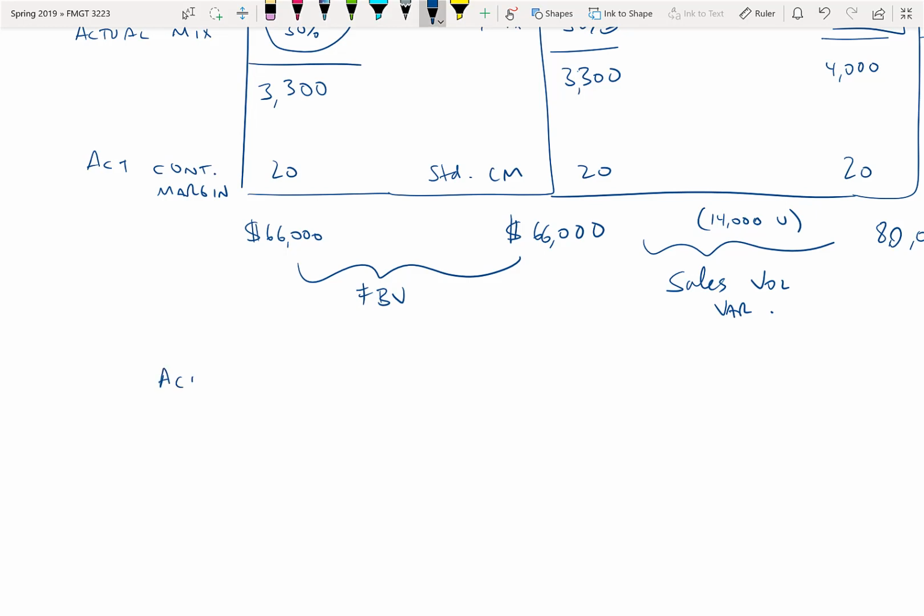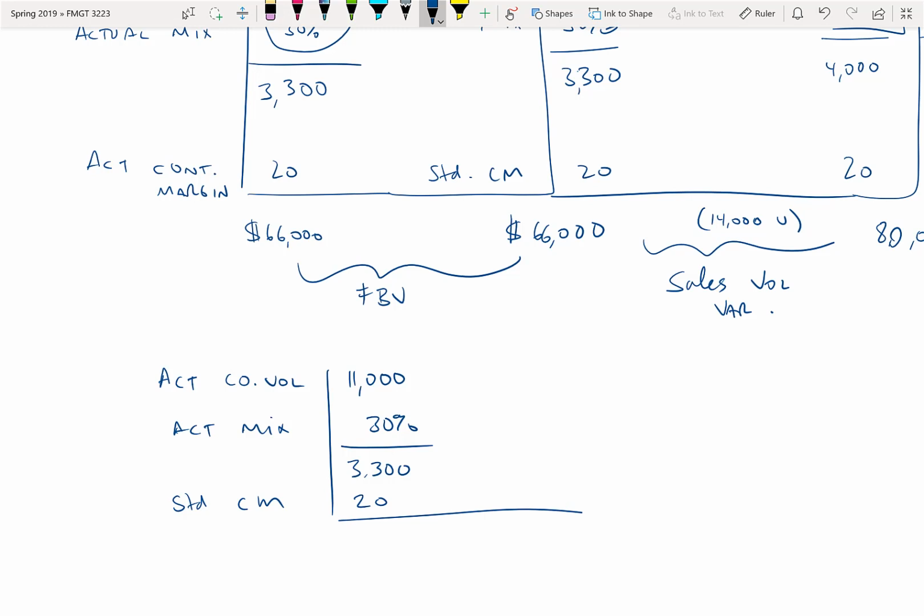Again, starting out with our actual company volume on this side. So our actual company volume was 11,000 tickets. We're also told that the actual mix was 30% and that the actual number of tickets sold was 3,300 tickets. We're told that the standard contribution margin was $20. Okay, so down this side here we're at $66,000.